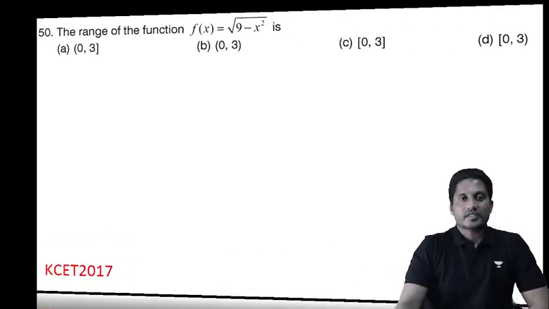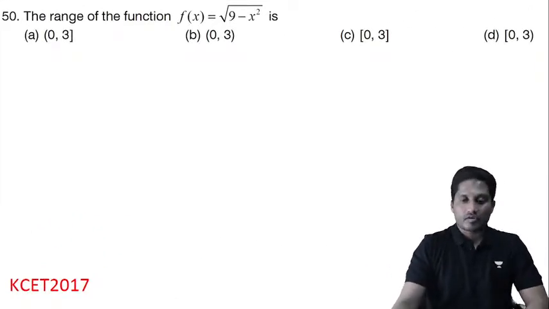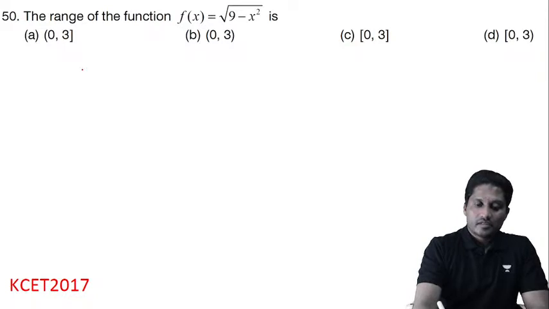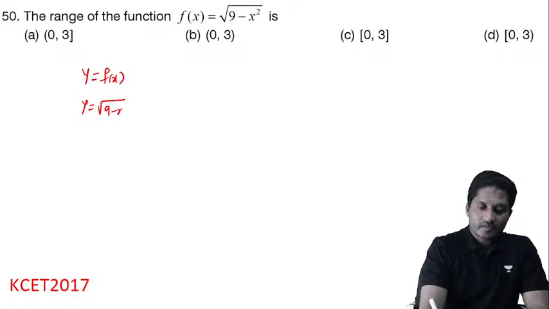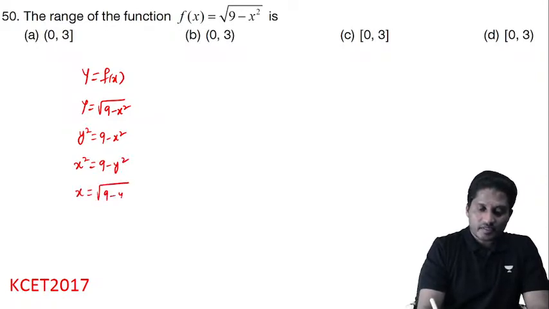Let's move to the next question. The range of f(x) is equal to root of 9 minus x square. See, y is a function of x, y equal to root of 9 minus x square. If you square on both sides, you get y square is equal to 9 minus x square. From this, x square is equal to 9 minus y square. Okay, x is equal to root of 9 minus y square.